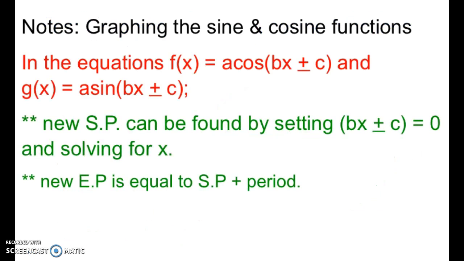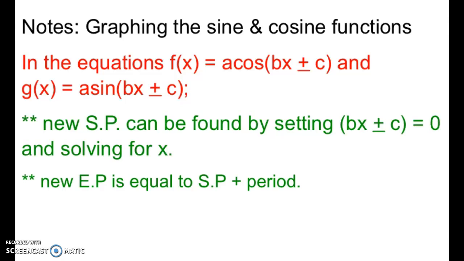So today we're going to move on. Yesterday we talked about amplitude and period. Today we're going to add something. We're going to add a horizontal shift. I made some notes up here on how to find the horizontal shift, if you want to write those down, and you can pause it at any time. The horizontal shift can be found by simply finding the new starting point. If I know the new starting point, I know how much the graph shifted horizontally.